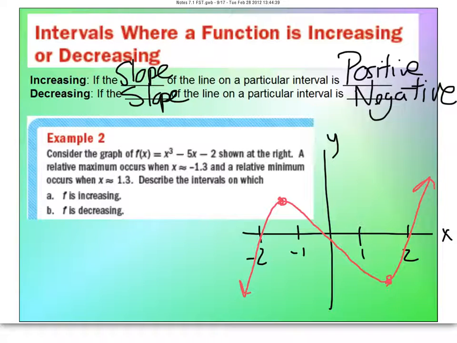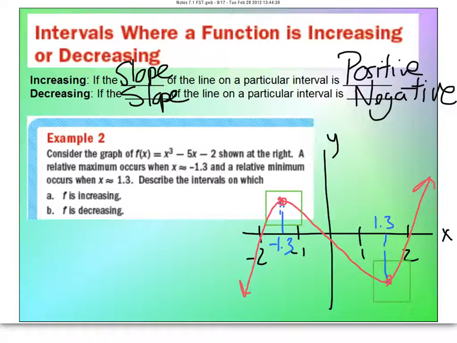A relative maximum occurs when x is equal to approximately -1.3. So we're talking about right here, is where we see our relative maximum at -1.3. And then a relative minimum occurs when x is a positive 1.3. So something right over here. Now what they want us to do is describe the intervals where it's increasing and where it's decreasing.